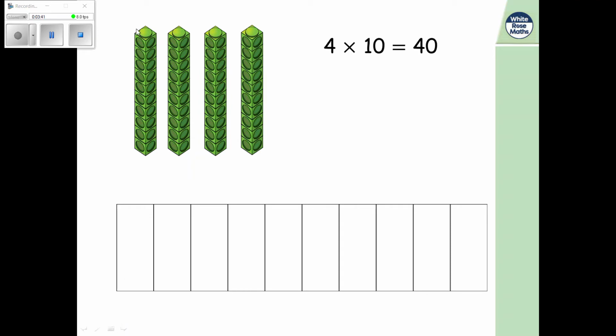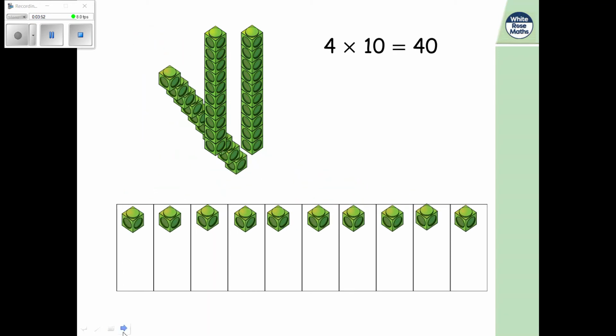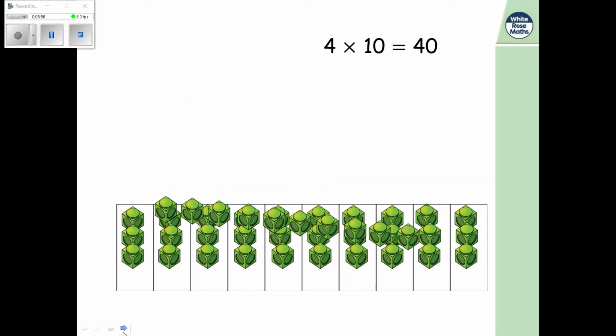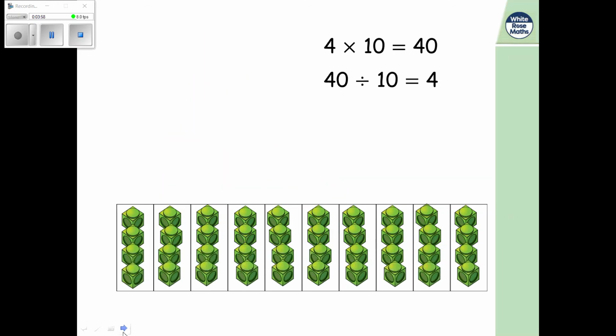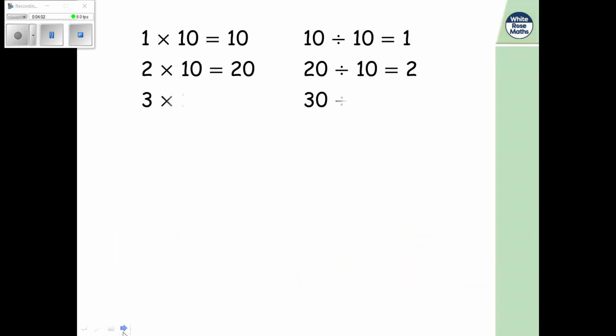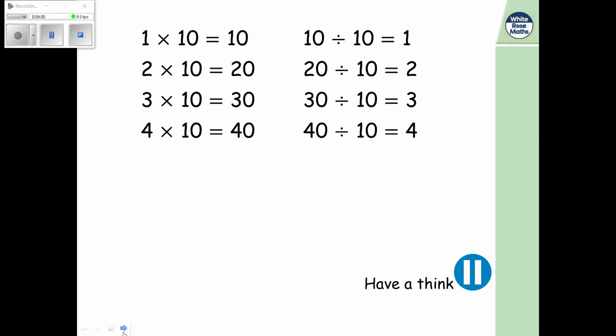Right, so that would have been 1, 2, 3, 4 lots of 10 equals 40. And then you know that you need 40, you're sharing by 10 because there's 10 groups. And there is now 4 in each group. So 40 divided by 10 equals 4. Well done for your warm-up. So here are some number sentences.